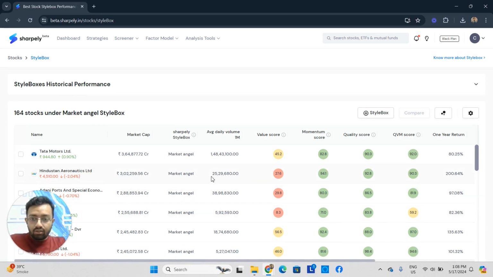For example, Hindustan Aeronautics is showing a very strong momentum as of now after their quarterly results, but the valuations are not very favorable. So if you are entering, then enter with a tight stop loss.